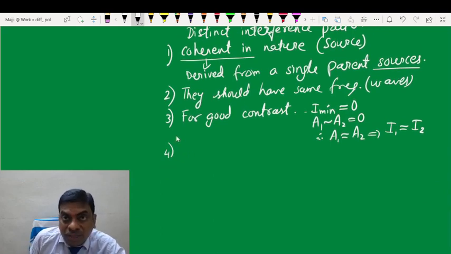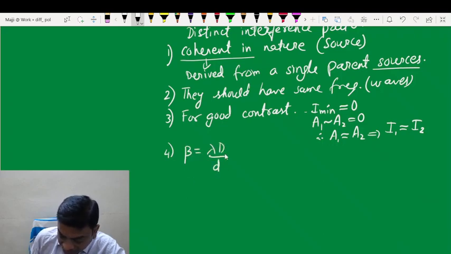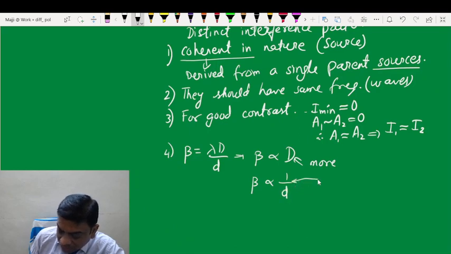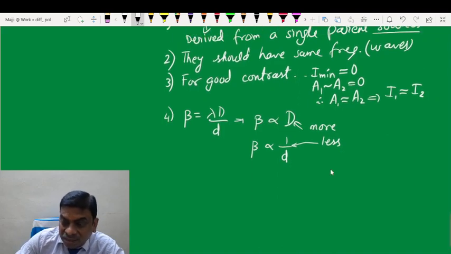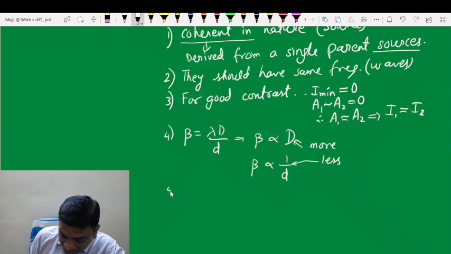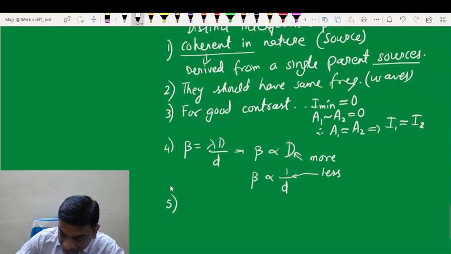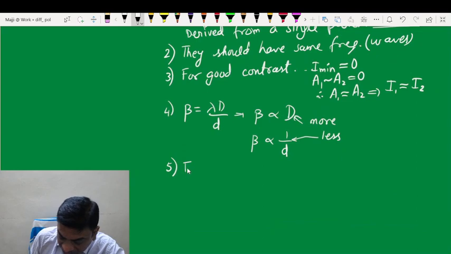Then also fringes should be well separated, students. So in order to have well separated fringes, beta should be proportional to capital D. That is, the distance between the screen and the plane of the slits should be more, and also beta varies inversely as small d. That is, the slit separation should be as small as possible. Then we have the full and final condition that the slit width should be small.